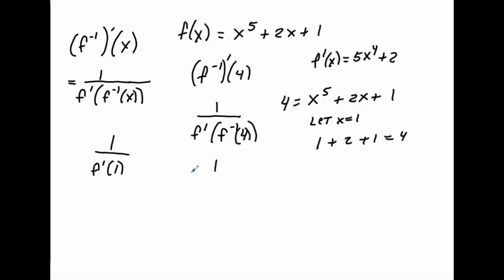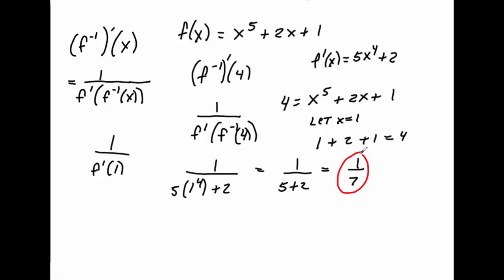And when we do that, we get 1 over 1 to the 4th power times 5, plus 2, that gives me the value of 1 over 5 plus 2, that gives me the value of 1/7. And that's all you're going to do for the derivative of inverse functions.